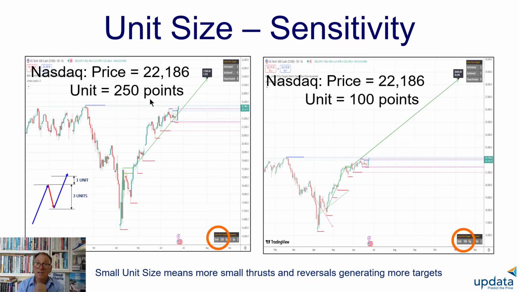The second thing is, how sensitive do you want to go? So here is a target on the NASDAQ, 250 points, and here is a target on the NASDAQ using 100 points. For this one, you need a pullback of 750 points. And for this one, you need a pullback of only 300 points. So it stands to reason that you will get more targets on the more sensitive chart with a smaller unit size, because there will be more pullbacks and more interrupted buying thrusts and more activations. So the smaller the unit size, the more targets that you're going to get.